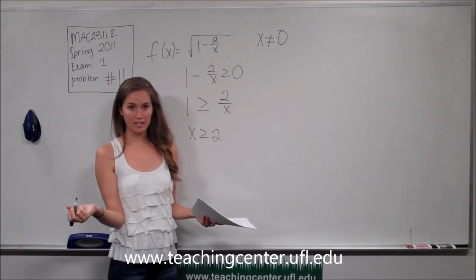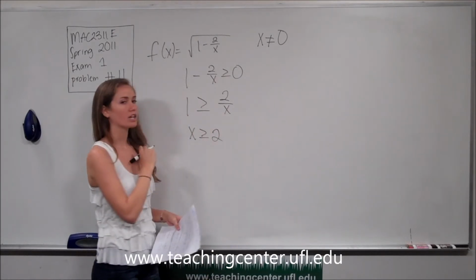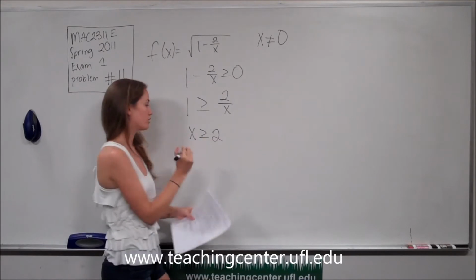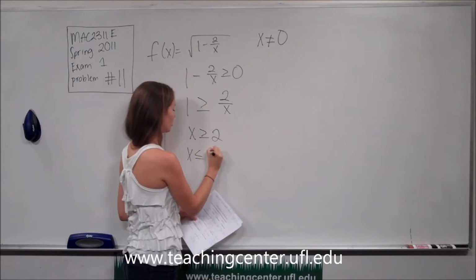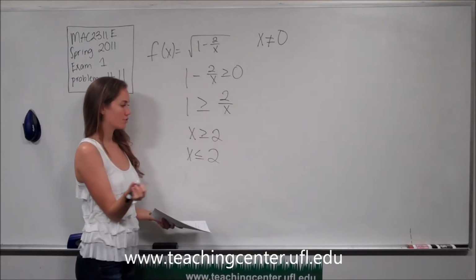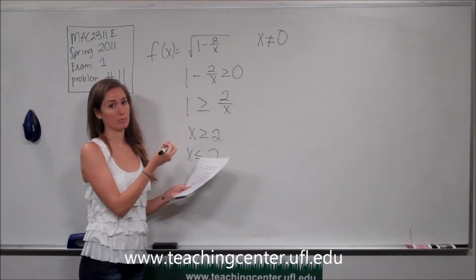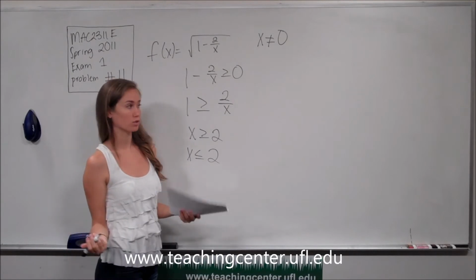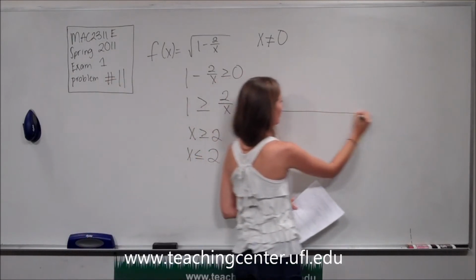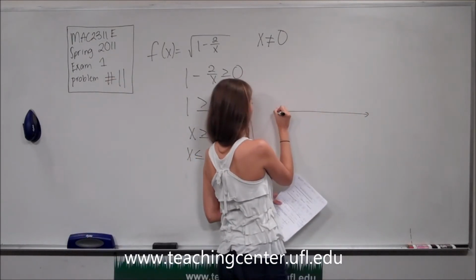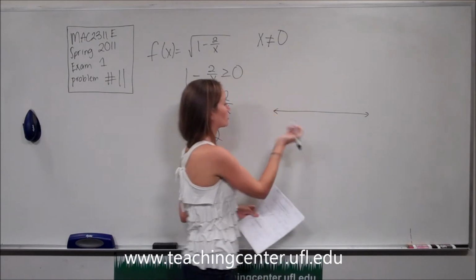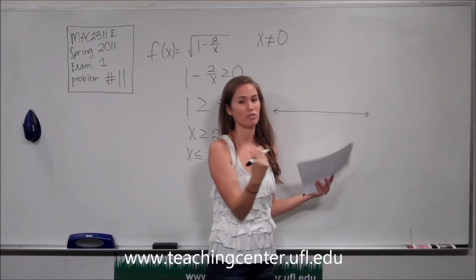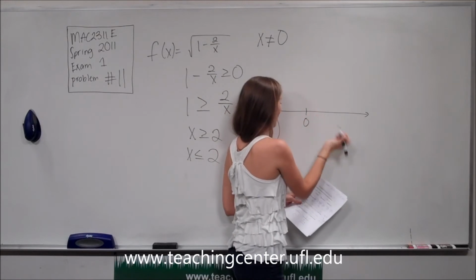However, if x is negative, then when we multiply it over, we should change our inequality, so it would be x is less than or equal to 2. Right now we don't know which one of these it should be for our domain, so that's why we need to use a number line. That's why number 11 gives you this hint. So we're going to make our number line, and put in 0 because that's one of our critical values for this problem, and also 2.